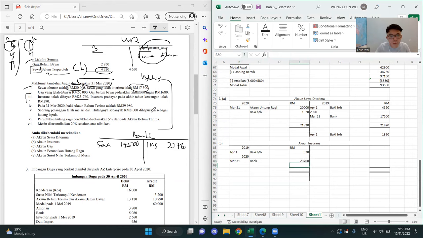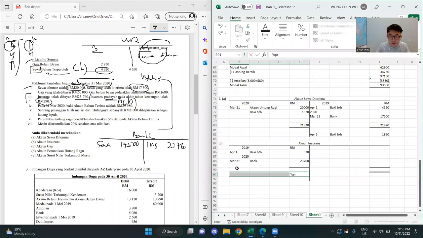23760. Then insurance prabayar. Okay, now this is a bit different because they straight away tell you the insurance prabayar pada akhir tahun kewangan ialah 290. So meaning at the year end, your baki akhir there is a prabayar. So if it is a prabayar again, so meaning the baki akhir will be on the asset. It is an asset, meaning it's on the debit side as well. So meaning the baki BB will be here in the debit side. Because it is a prabayar also.